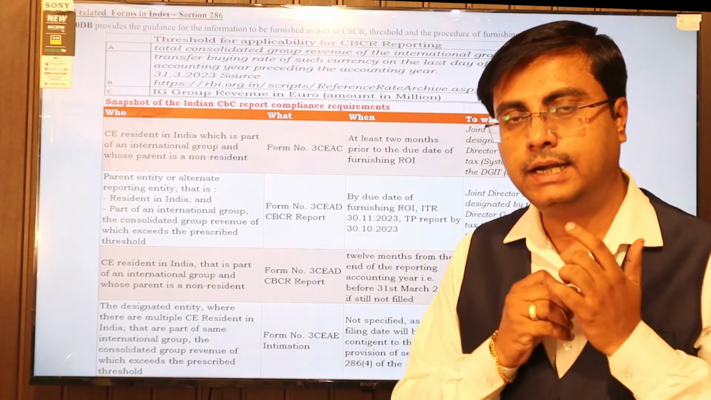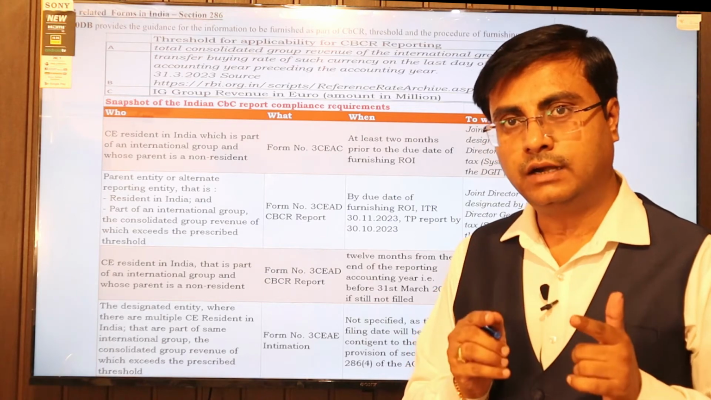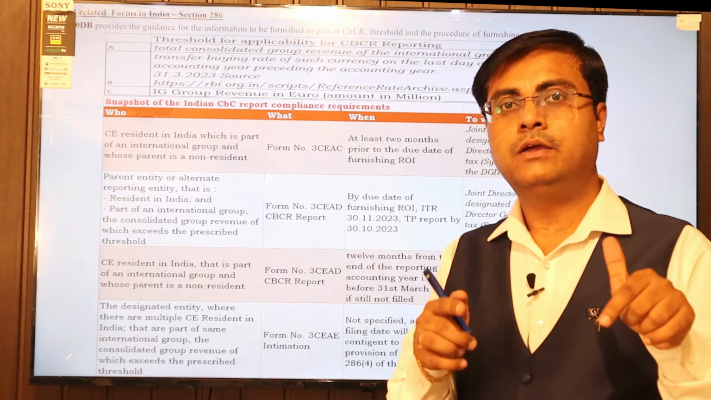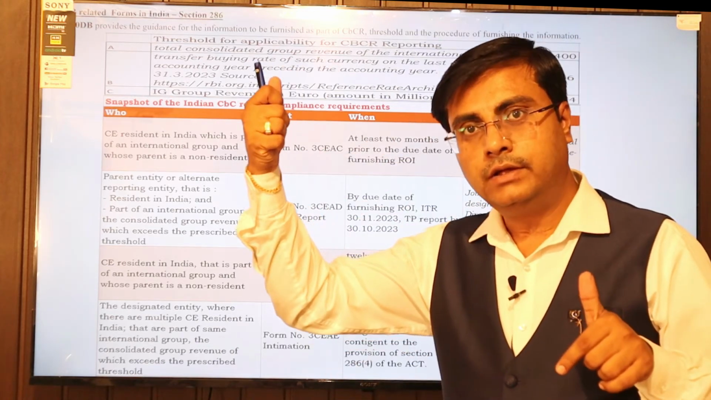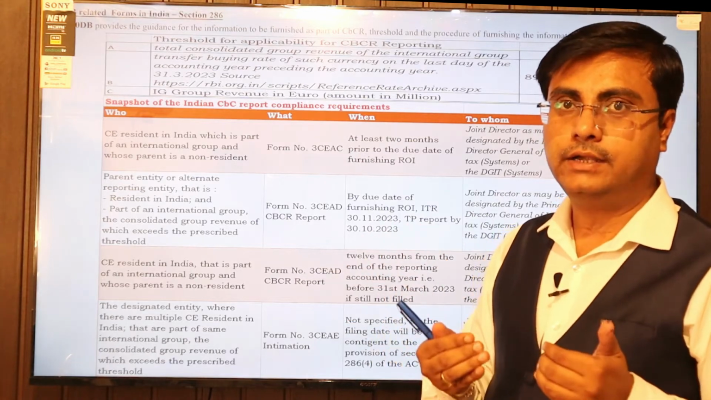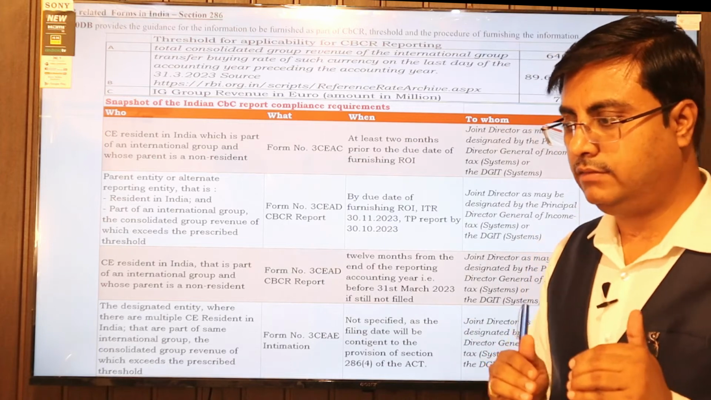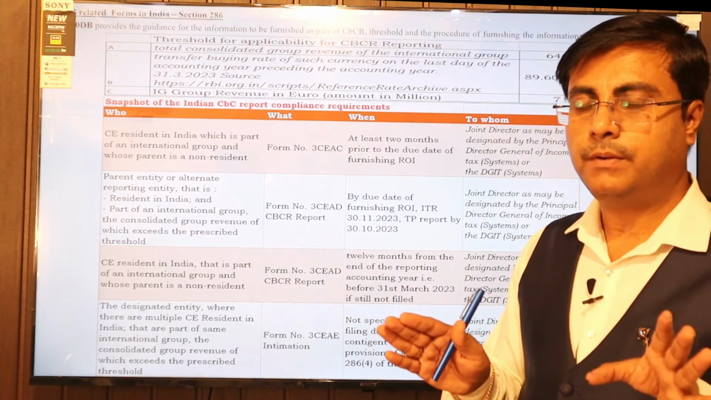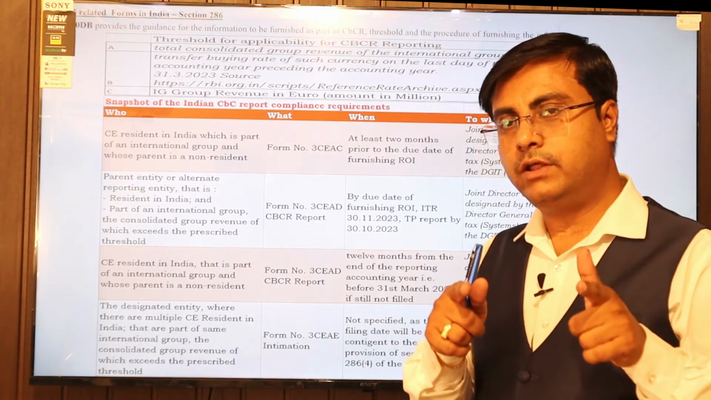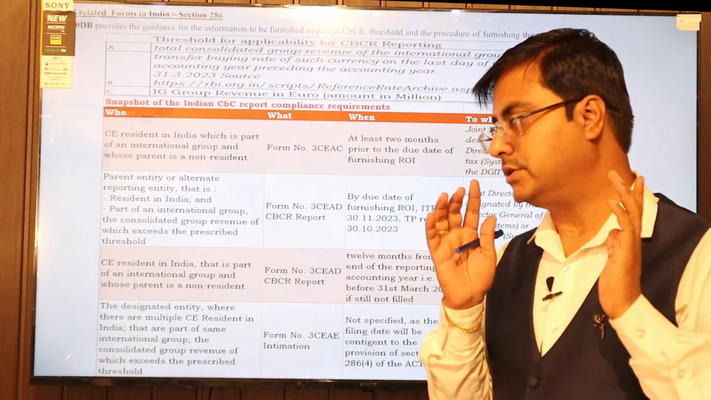If your parent entity is resident in India, your due date is 30th November. If you are a constituent entity but your parent entity is non-resident, then 2 months prior to the ITR due date, you have to make an intimation to the Joint Director of Income Tax. My parent is not a resident in India. So in that scenario, your CBCR due date is 31st March.